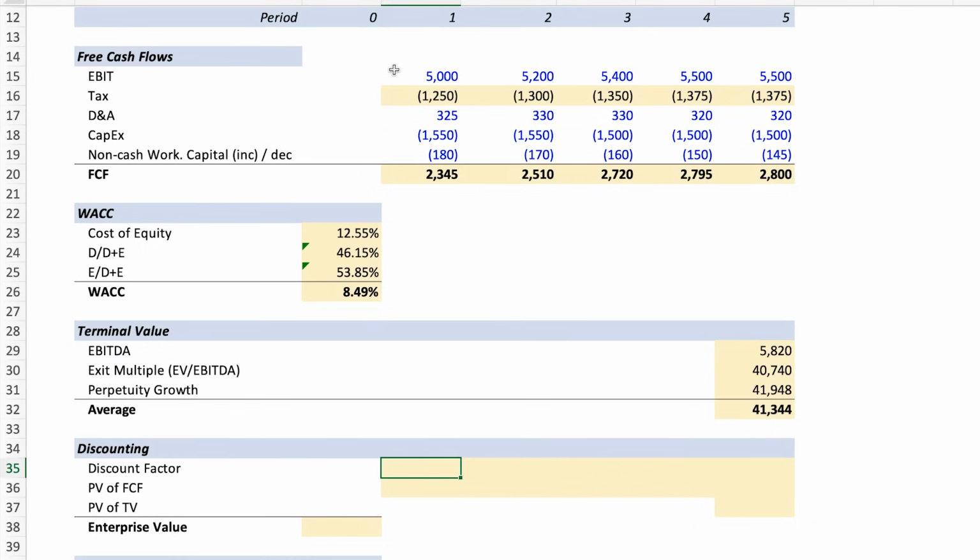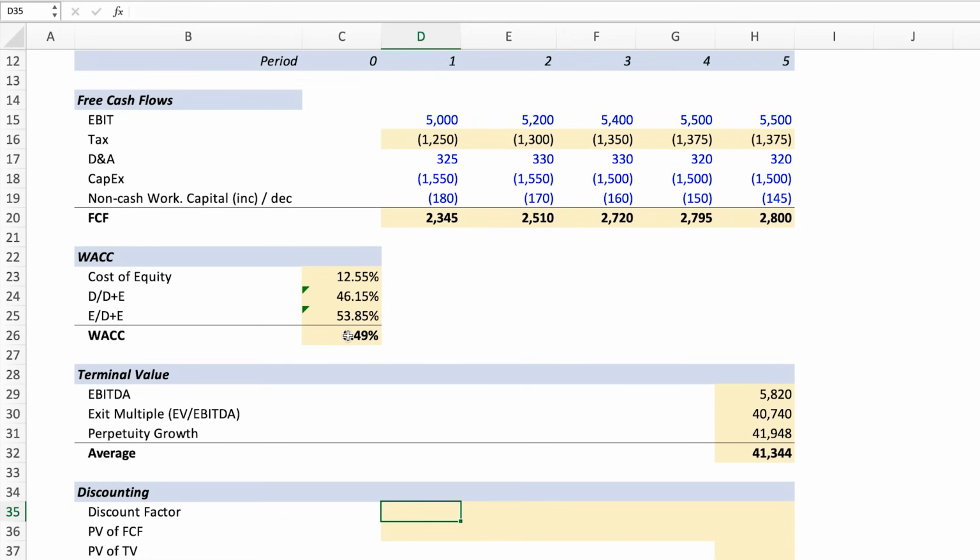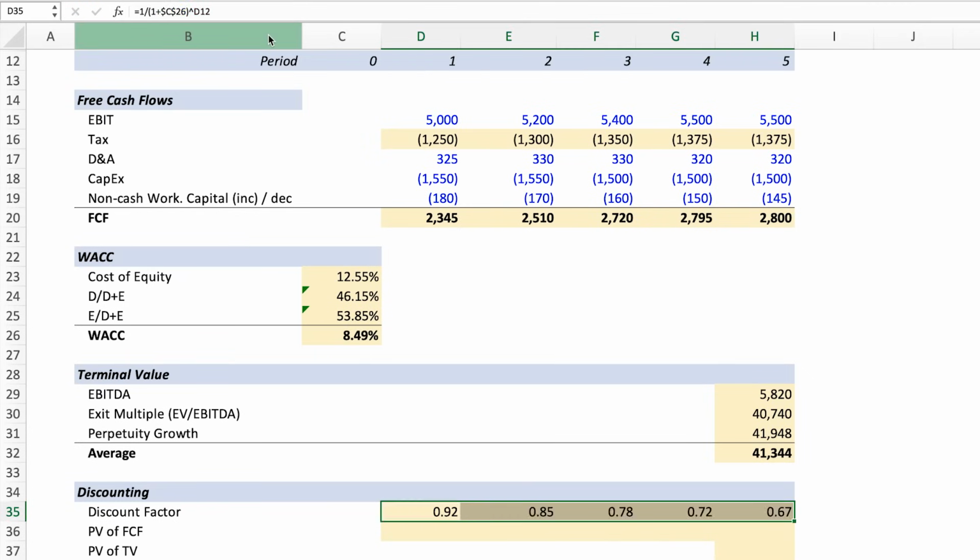Okay, and then we gotta calculate the discount factors to discount all of the free cash flows and terminal value. So for that, we're gonna go to equals 1 over brackets 1 plus the WACC, which is the cost of capital for this company, and then we're gonna put that to the first. And like we did earlier, let's not forget to lock the C26 in this case. So once we have that, we're gonna be able to drag it along.